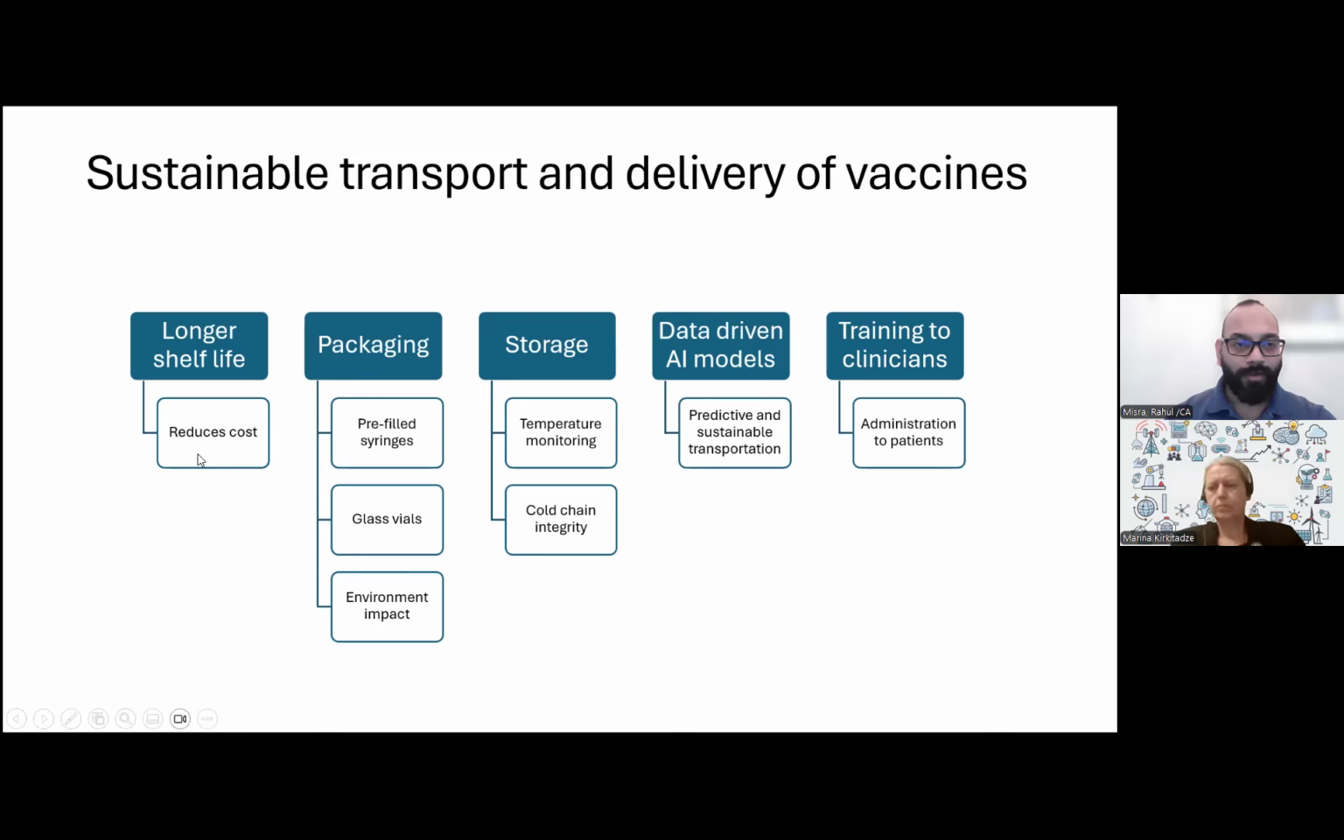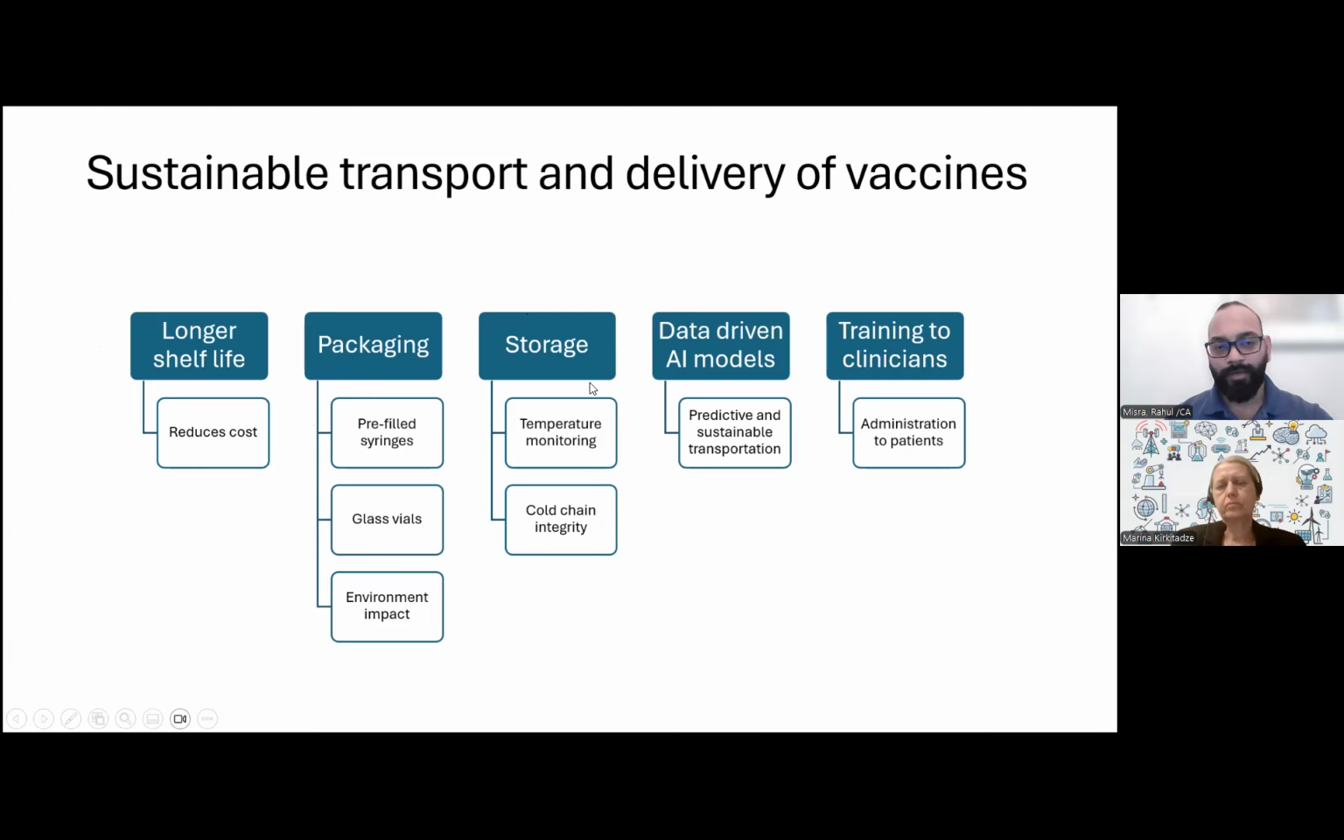When we talk about transport and delivery, the first factor is the longer shelf life. And why do we need longer shelf life? It reduces the cost. Packaging: how are we going to package the vaccine formulation which we have developed? Are we going to package in pre-filled syringes? Are we going to package in glass vials? And what would be the environmental impact of these packaging?